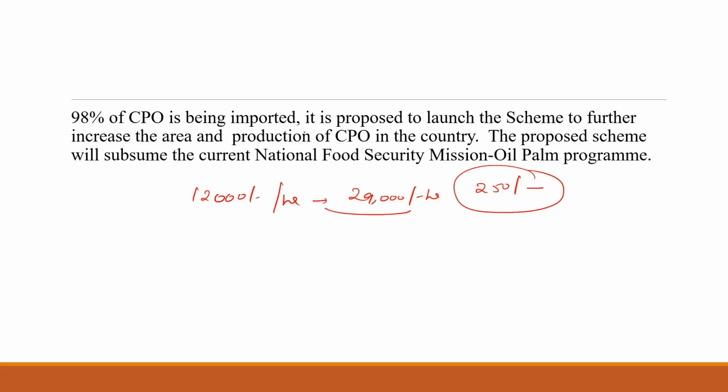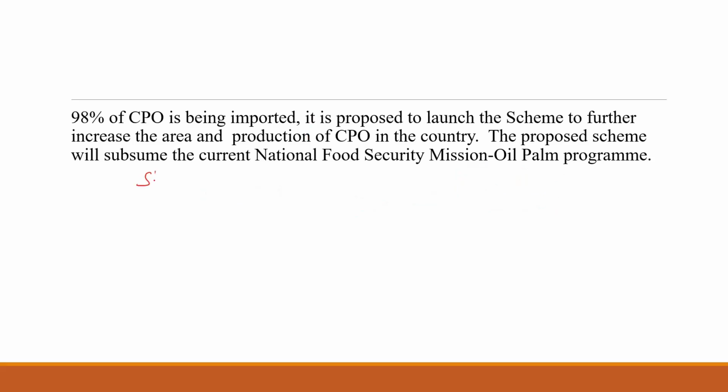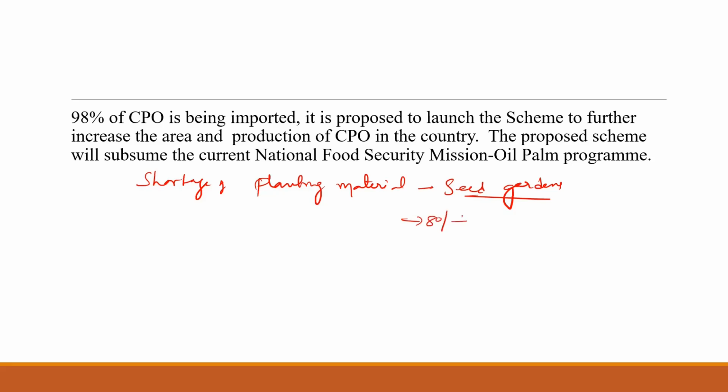If all the farmers are encouraged to plant this, definitely there will be shortage in the planting material. So to address the issue of shortage of planting material in the country, seed gardens will be provided with assistance. To meet the need, seed gardens will be provided assistance. If you see here, it is 80 lakh rupees per annum for 15 hectares of area.